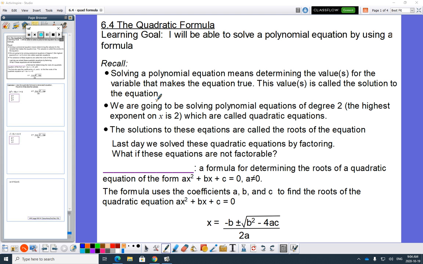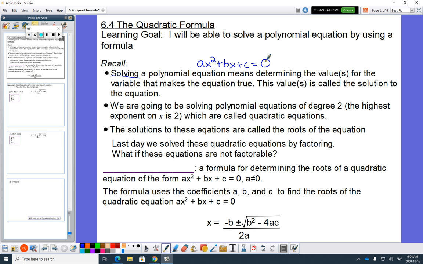So again, just for review, if you're going to solve it, you're looking for the roots or the solutions or the zeros. We called them all three things. When you're solving an equation, it's when it's equal to 0. Last Thursday and the Thursday before, we did solving equations using factoring.